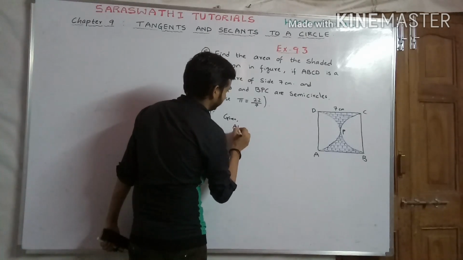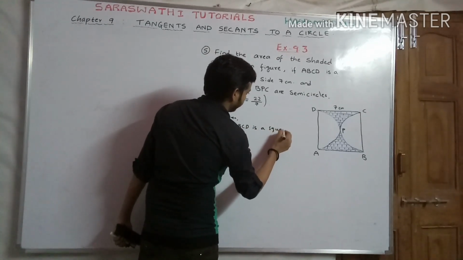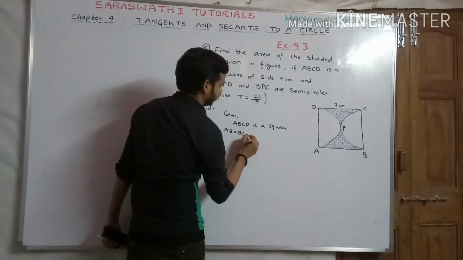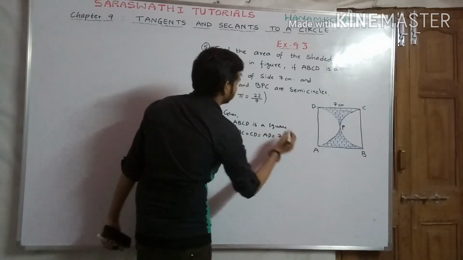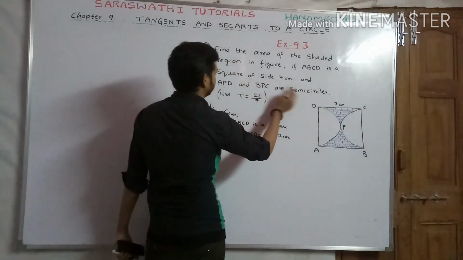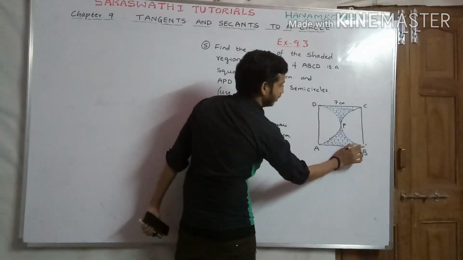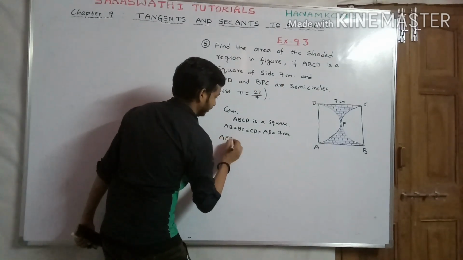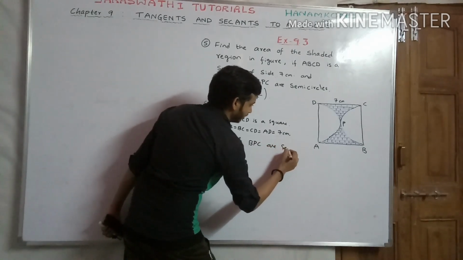Given that ABCD is a square of side 7 centimeters. That means AB equals BC equals CD equals AD equals 7 centimeters. It is given in the question. And APD and BPC are semicircles. These two are semicircles.